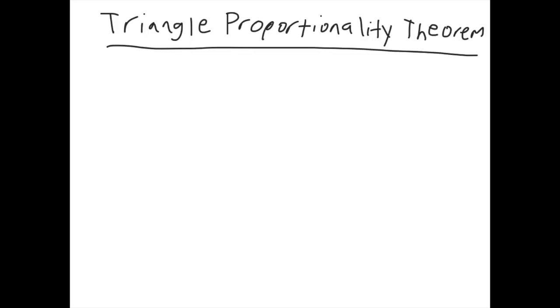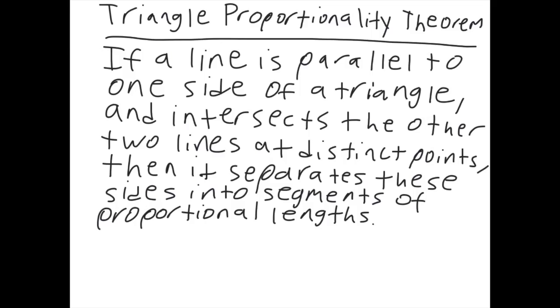First is the triangle proportionality theorem, which says, if a line is parallel to one side of a triangle and intersects the other two lines at distinct points, then it separates these sides into segments of proportional lengths. Now that's a lot. What does it mean?